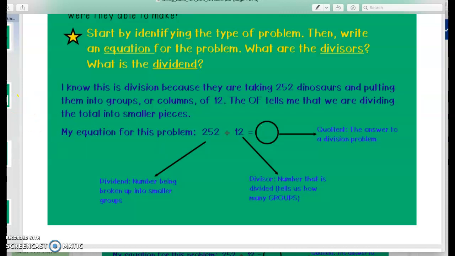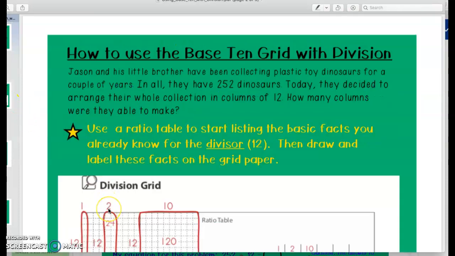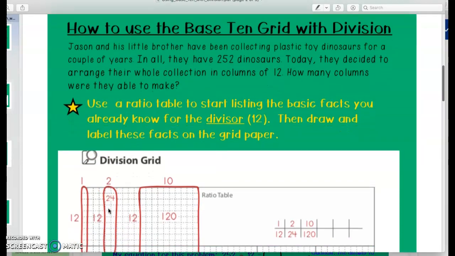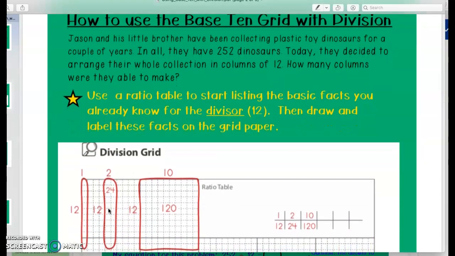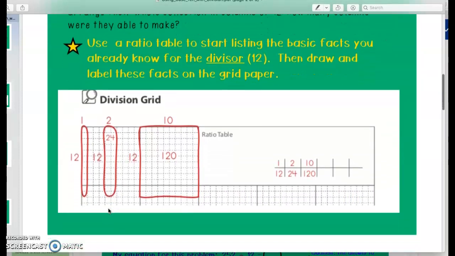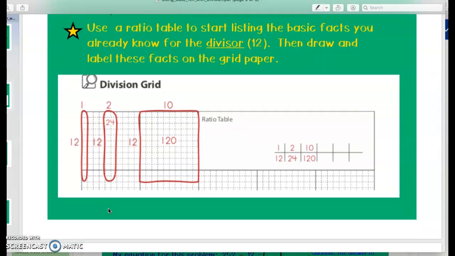Let's take a look at this question and try to solve it. So I've got my question. I know 252 dinosaurs needs to be split into 12 columns. The first thing I'm going to do is make a ratio table. And I want to start with easy numbers, friendly numbers that I already know. Now, when I look at this division problem and I set it up as a ratio table, I'm actually seeing it as a multiplication problem.